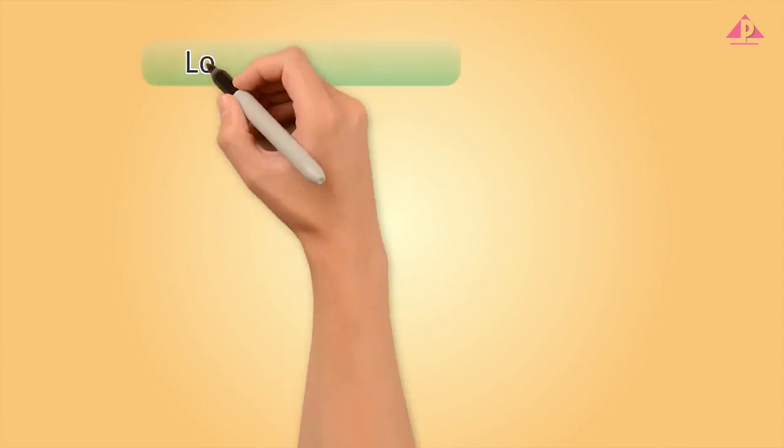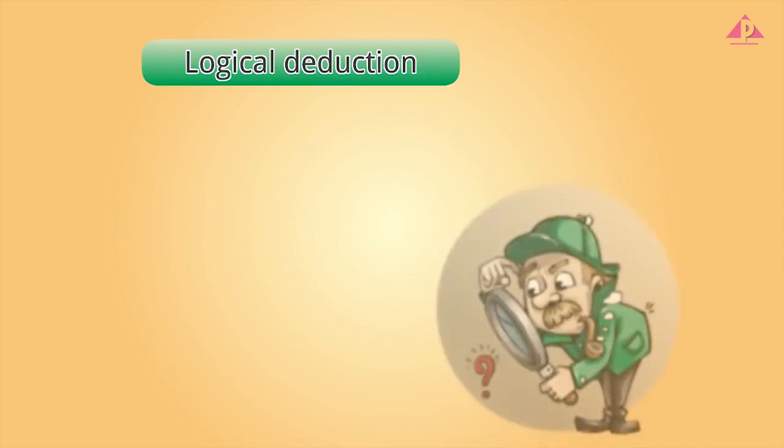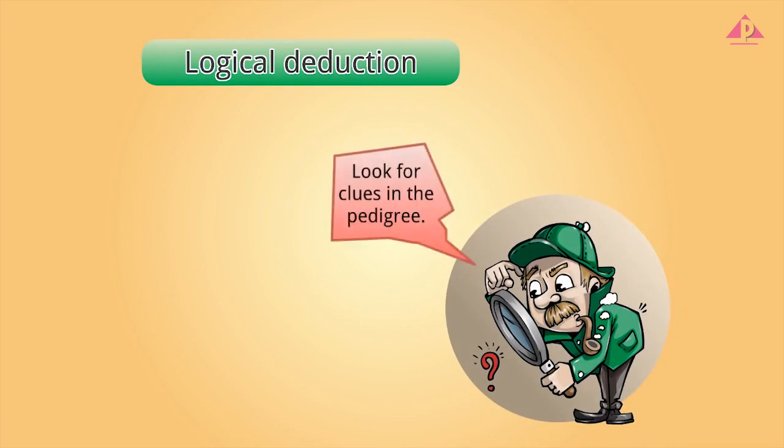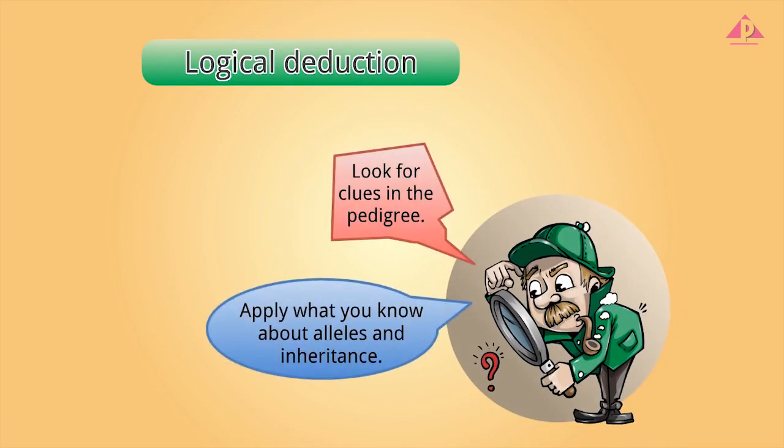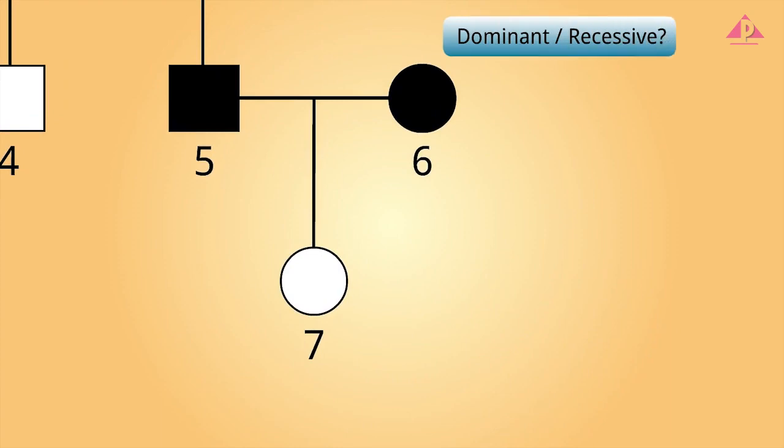Based on the pedigree, we can apply the power of logical deduction to work out the inheritance pattern of bent little fingers. To do this, we can look for clues in the pedigree and apply what we know about alleles and inheritance. To deduce whether the allele for bent little fingers is dominant or recessive, we can look at individuals 5, 6, and 7. Individual 7 has straight little fingers.